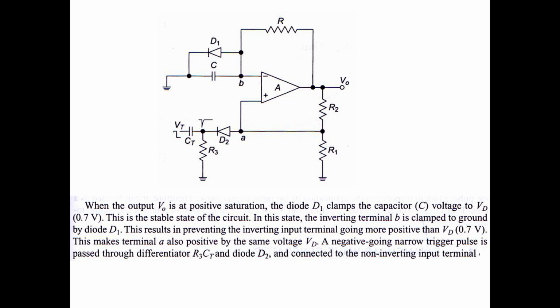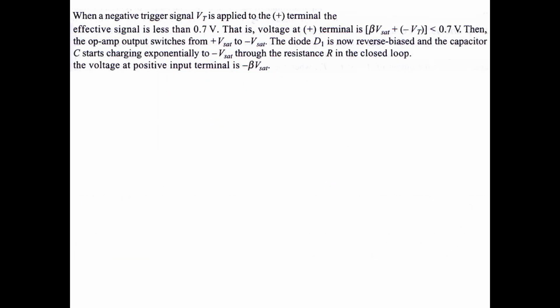A negative going narrow trigger pulse is passed through differentiator R3CT and diode D2 and connected to the non-inverting input terminal. When a negative trigger signal Vt is applied to the positive terminal, the effective signal is less than 0.7 volt. That is, voltage at positive terminal is beta V saturation plus or minus Vt, which is less than 0.7 volt. Then the op amp switches from plus V saturation to minus V saturation.